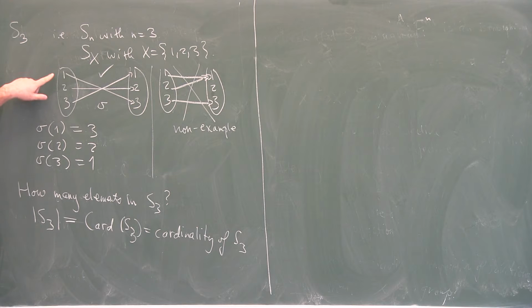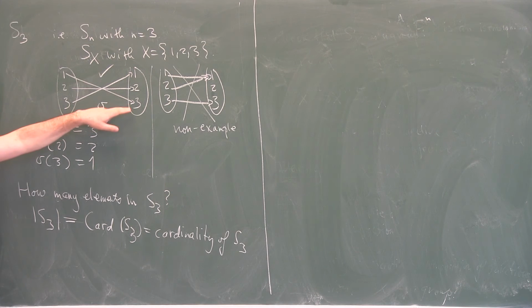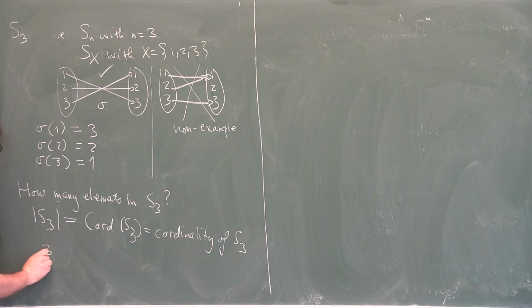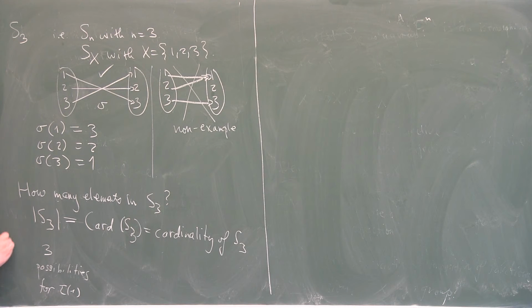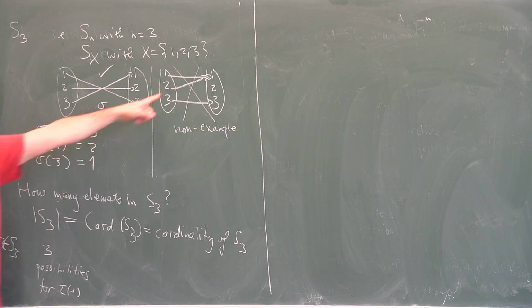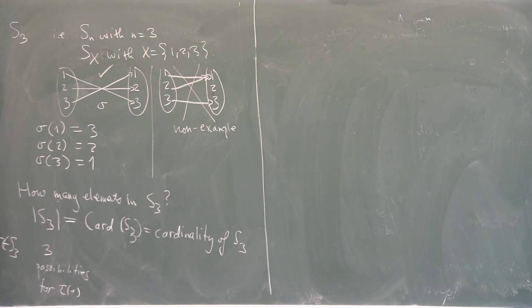Well, let's look at the picture here. When we looked at 1, we had to pick where it goes. We had 3 possibilities for tau of 1, if I have a tau in S_3. Now 2, where can 2 go? It can't go to the same place as 1, because then we'd be in this situation and violate the injectivity. But it can go anywhere else.